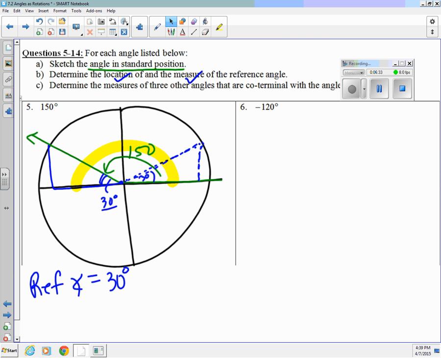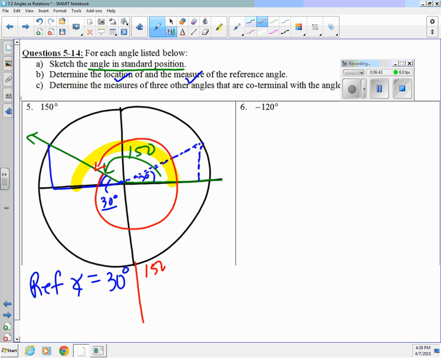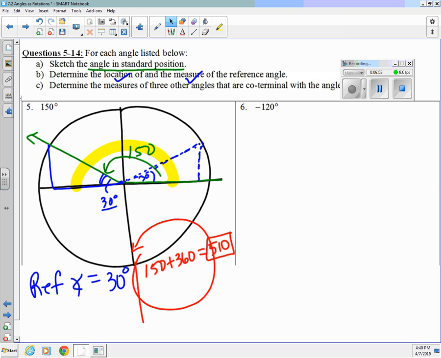Well, I'm at 150 degrees. So if I'm at 150 degrees and I add another 360, that's just going to go around another circle. So 150 plus 360 gives me 510, and 510 is coterminal with 150. Now, I don't have to go forwards. I can go backwards to get to my angle. So I can go in the negative direction.